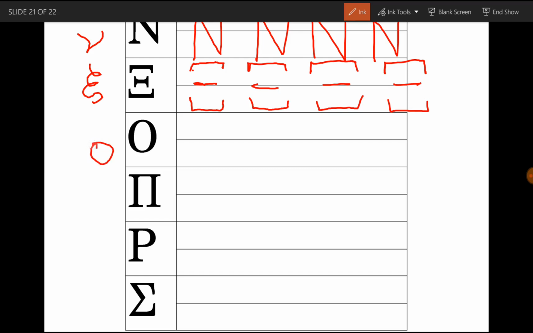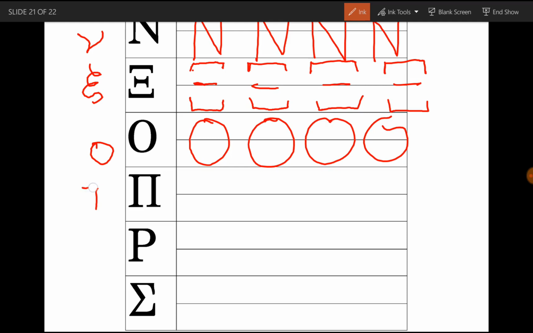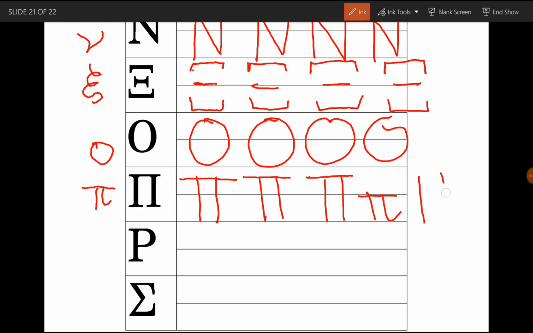Omicron, small omicron. The big omicron just uses the entire space, just like a capital O. Pi, this is a little bit curved like that, right? But a capital pi is all straight. So you can draw it this way too. Maybe this might be actually easier. So there's no curve, whereas with a small pi, you have that little curve at the end. Okay, but this is a capital pi.